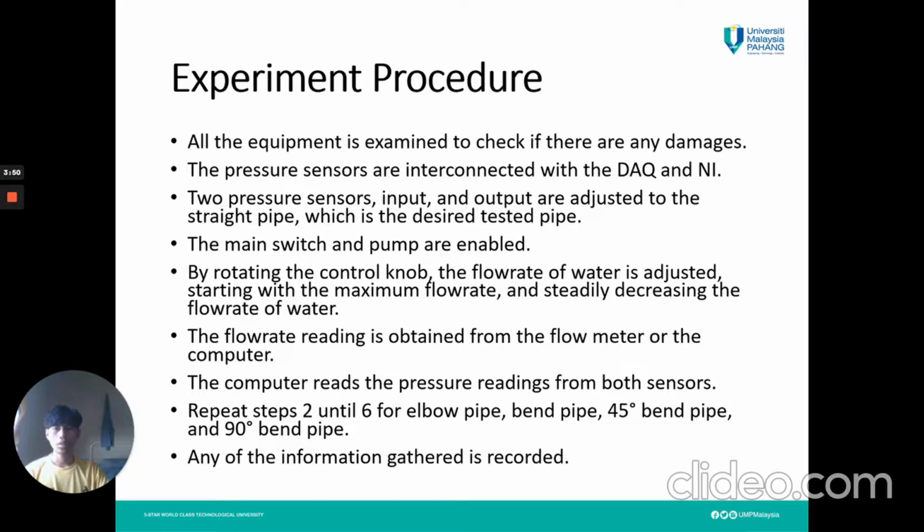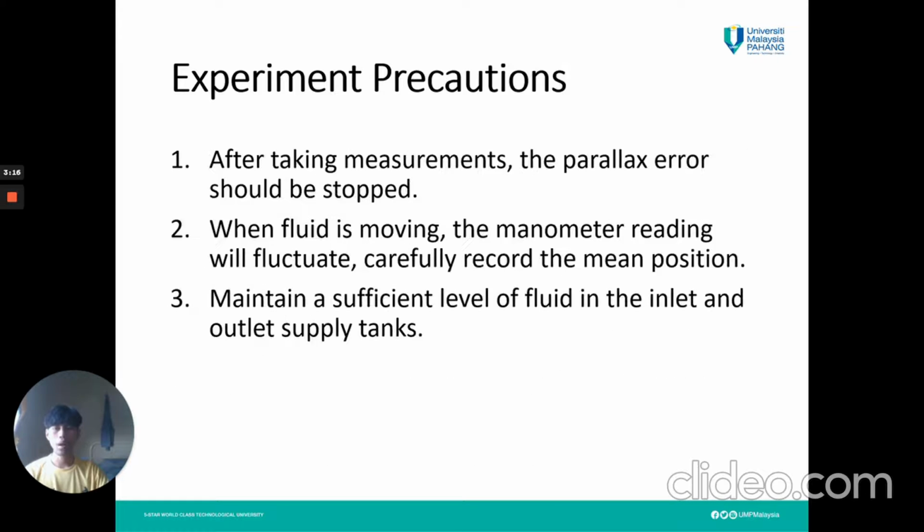Next, by rotating the control knob, the flow rate of water is adjusted, starting with the maximum flow rate and steadily decreasing it. After that, the flow rate reading is obtained from the flow meter or the computer. Next, the computer reads the pressure reading from both sensors. Repeat the steps for the elbow pipe, bend pipe, 45-degree bend pipe, and 90-degree bend pipe. All the information gathered is recorded.